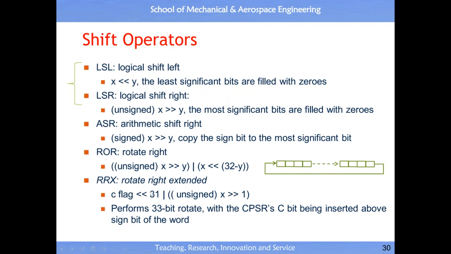We shift 31 times. The first shift will reach position 1, because the initial position is 0. One shift, we reach position 1. Second shift, reach position 2. After 31 shifts, this bit will reach position 32. Then the C bit will reach here. So basically it means you put this bit here. This is a mathematical explanation for the action of putting the carry bit at position 32. It's bit 32, and the total number of bits is 33 because we count the bits from 0 all the way to 32.